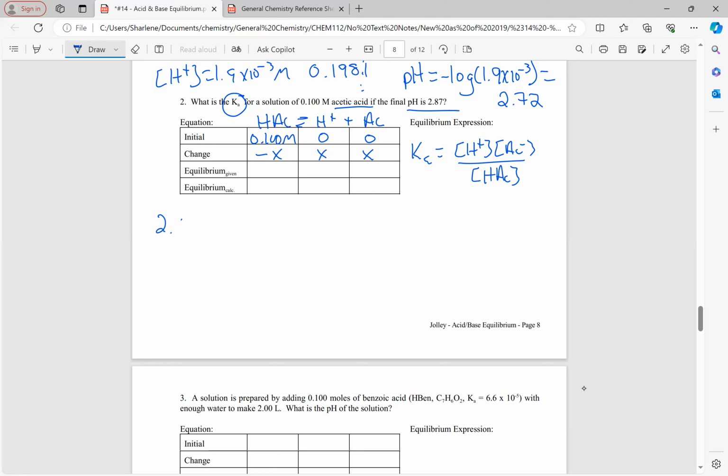So 2.87 is equal to the negative log of the proton concentration. Multiply both sides by a -1. Take the anti-log of both sides. And my proton concentration is 1.3 times 10 to the minus third.